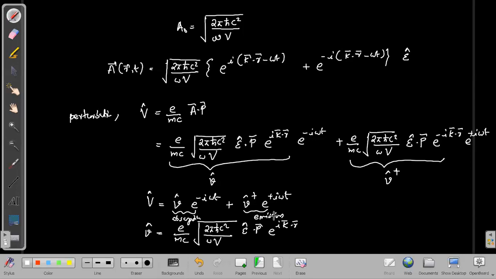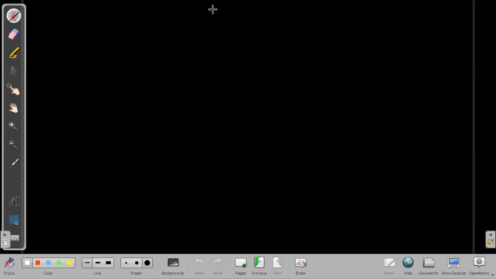Now we can find out the transition probabilities. Okay, so how to find the transition probability or the transition rate? We'll denote it by the symbol gamma, so gamma i to f. In case of emission, it is characterized by the expression V. So it would be 2 pi by h cross, the inner product <psi f|V|psi i> whole square, then Dirac delta (E_f minus E_i plus h cross omega).